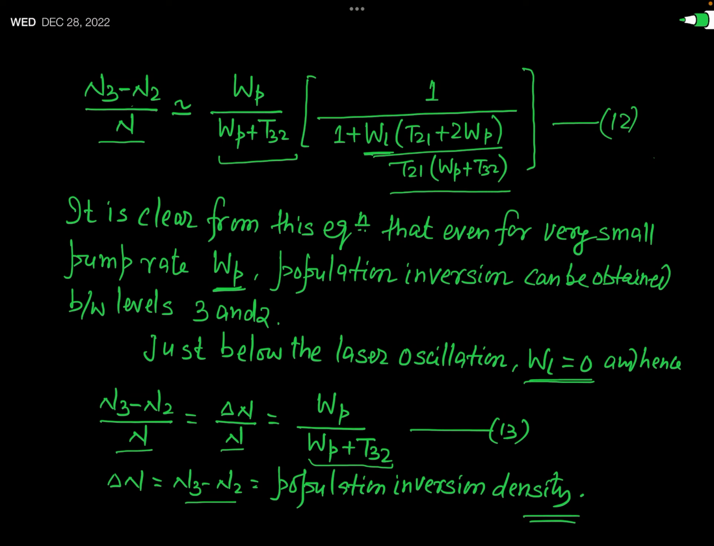So you have seen that after writing the rate equations for the 4 levels of a 4-level laser system, you can clearly say that there may be a population inversion between the 2 excited levels, that is the third level and the second level, even when the pump rate is very small. So in a 4-level laser system, it is very easy to achieve the population inversion in comparison to the 3-level laser system.